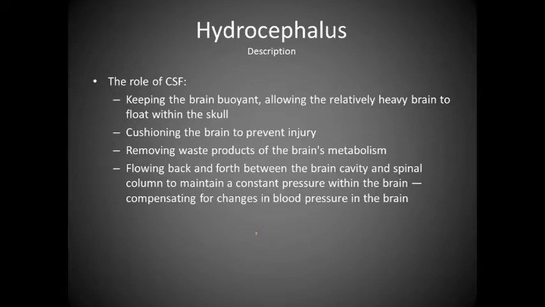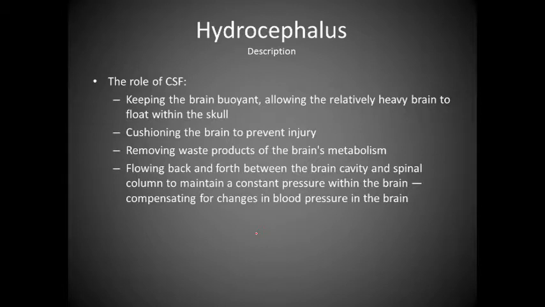So the role of cerebrospinal fluid is to keep the brain buoyant, allowing the relatively heavy brain to float within the skull. It cushions the brain to prevent injury. So if the brain did not have this cushioning effect, then any kind of physical movement of the body would virtually harm the brain. So this is what cerebrospinal fluid is in charge of doing. And it's also in charge of removing waste products from the brain's metabolism. So the brain actually is made up of a collection of cells, and because the cells have metabolism, the brain has waste products that have to be removed, and that's accomplished through cerebrospinal fluid.